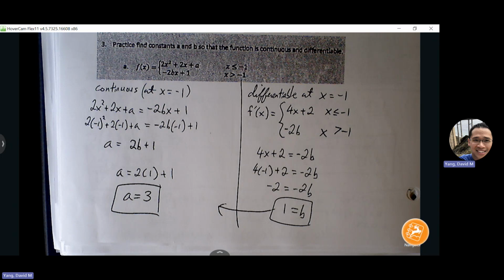4x plus 2. Good. So we found the derivative, right? 2x squared becomes 4x, 2x becomes 2, and what does A become? 0.